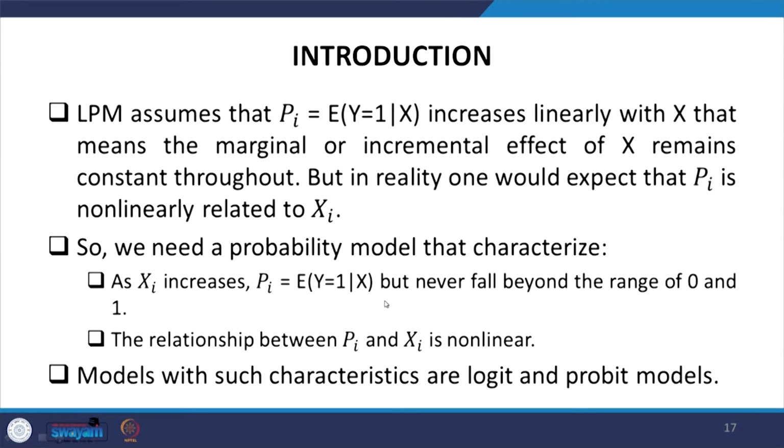LPM in fact assumes that the probability value increases linearly with x. That means the marginal or incremental effect of x remains constant throughout, but there are some problems in the model. In reality, one would expect that pi is non-linearly related to xi. So, it is not linear with xi. We need a probability model that characterizes pi increasing with xi, with success as 1, but never falling beyond the range of 0 and 1.